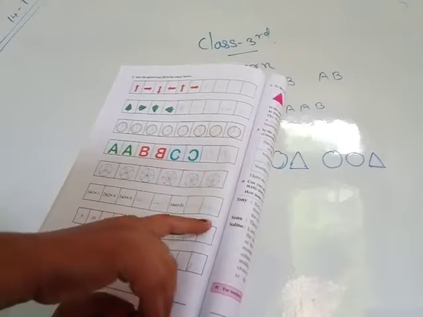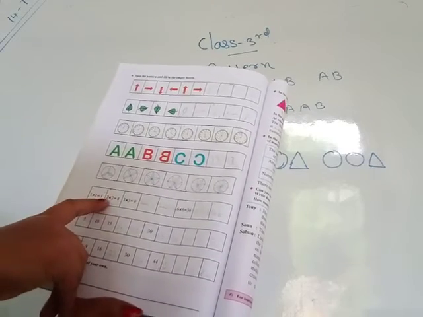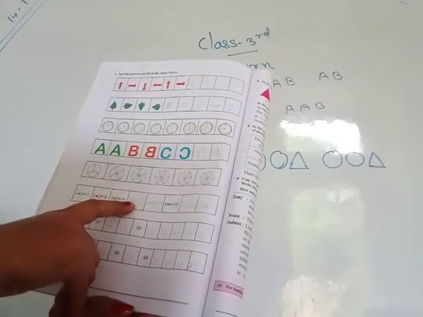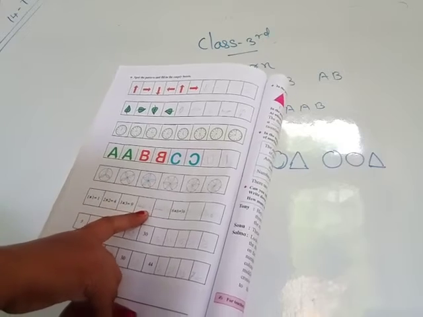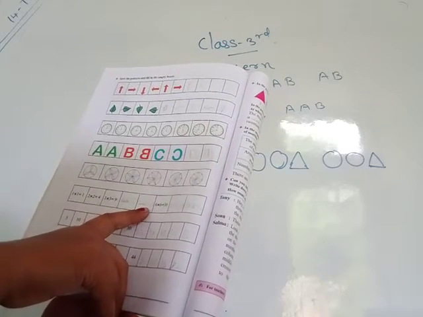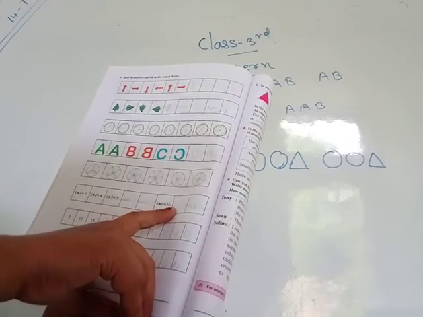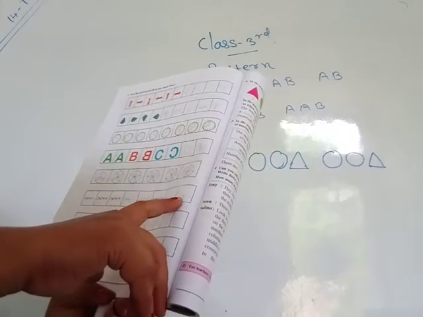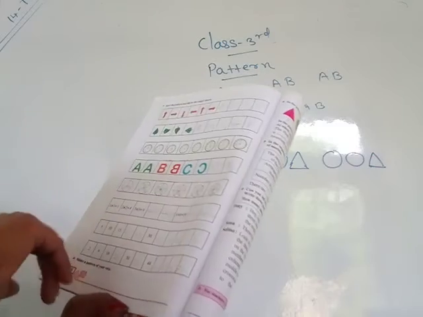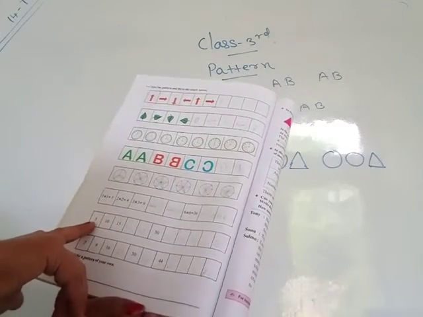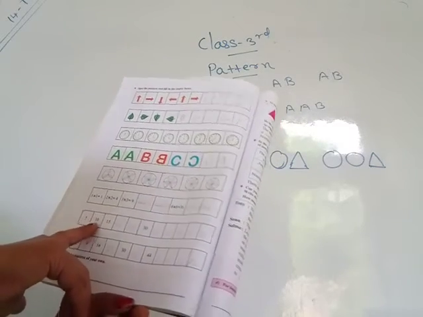Then see here the table is given: 1, 1, 1, 2, 2, 4, 3, 3, 9. Then you write 4 into 4, 16. 5 into 5, 25. 6 into 6, 36. Then write 7 into 7, 49. 8 into 8, 64.